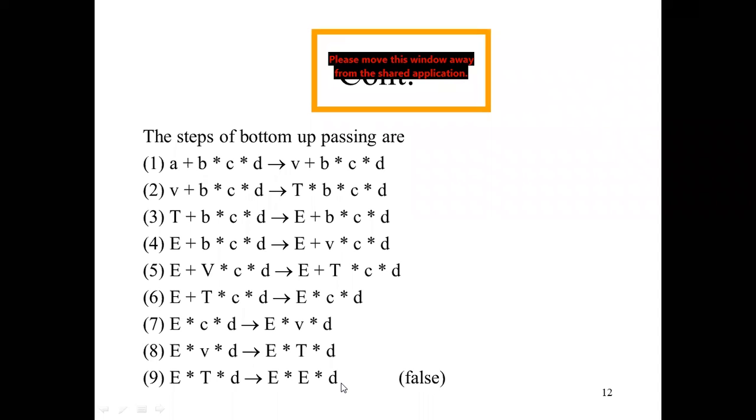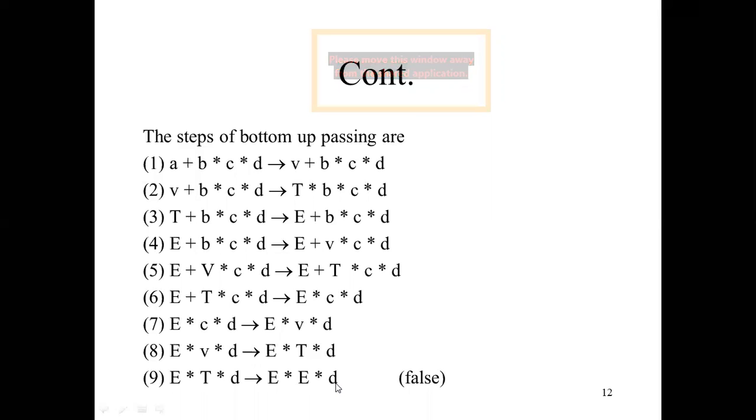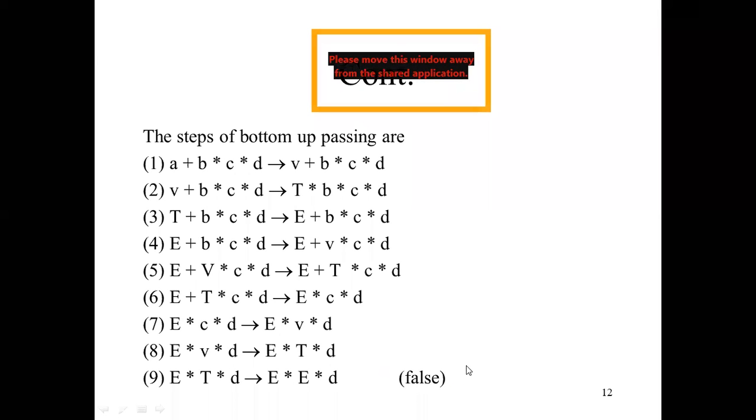This is false. If you change D again here at the last point, if you replace this D by V and V by T, and T by E, then you will get E star E star E. That is the wrong answer. So we can say this is a false grammar. The grammar is not good, because we are unable to achieve the output here.